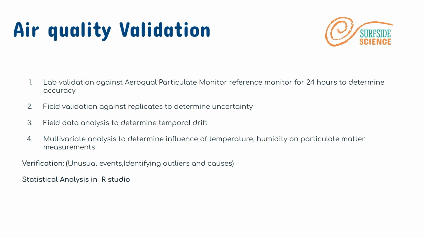Also, field data analysis was done to determine temporal drift, and multivariate analysis was done to determine the influence of temperature, humidity, and particulate matter measurements, because in some cases, some humidity droplets may be confused for particulates. For verification, unusual events were troubleshooted by a process of identifying and flagging outliers, determining the causes of the outliers, determining the validity of the data points, and cleaning the data where appropriate. For statistical analysis in RStudio, 9 performance measures were done.